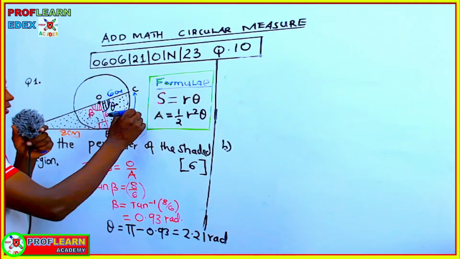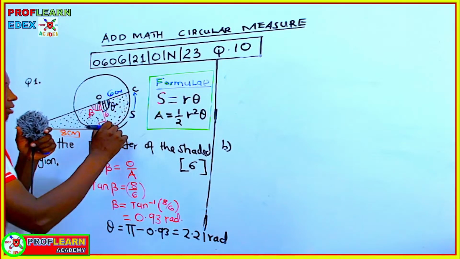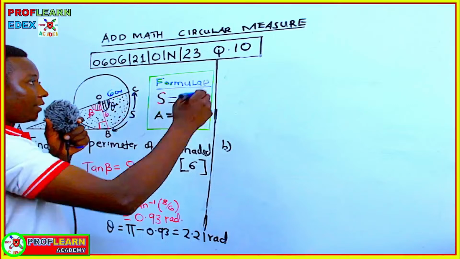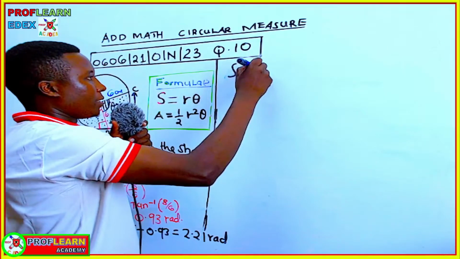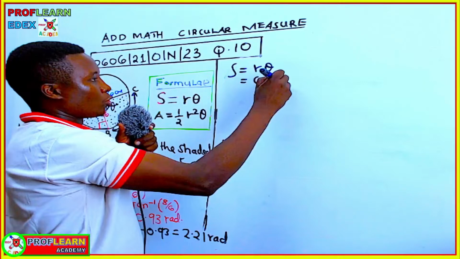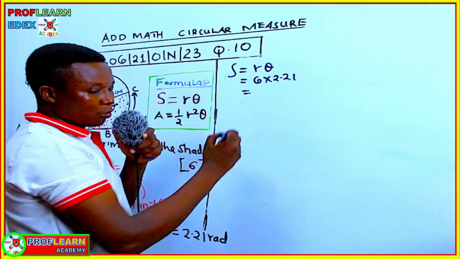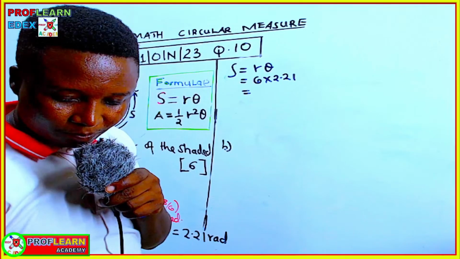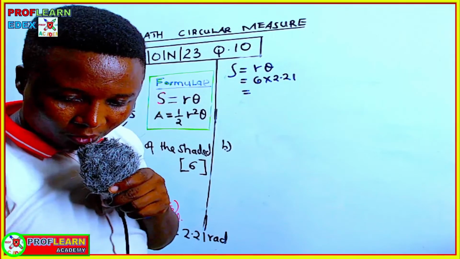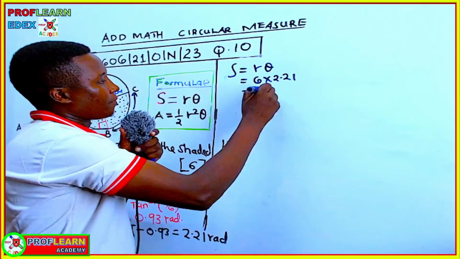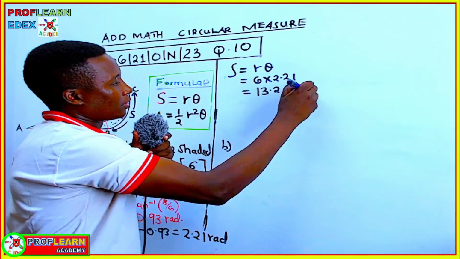So for us to find the arc length, we can apply the formula. Arc length S is going to be r theta, which is 6 times 2.21. If we put this in the calculator, 6 times 2.21 translates to 13.26 centimeters.